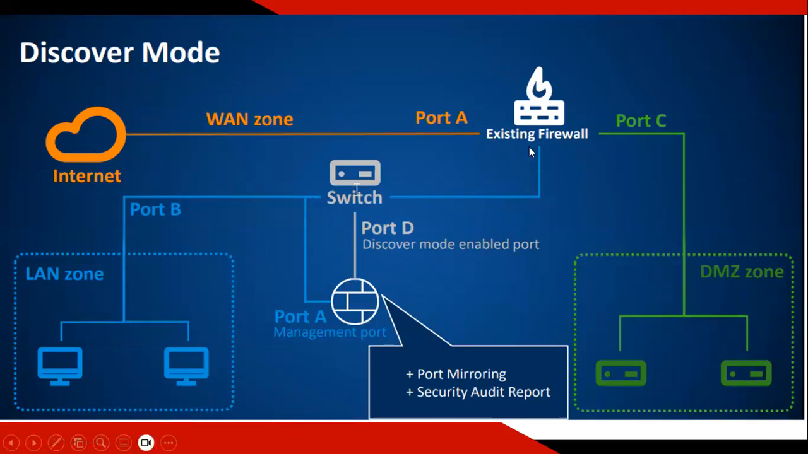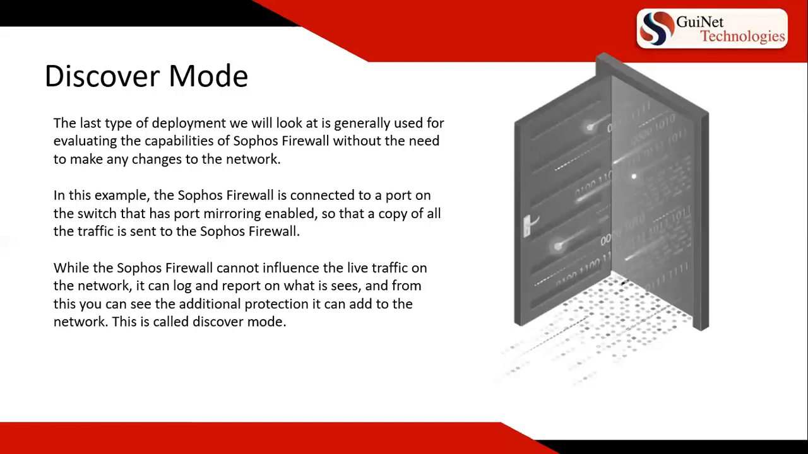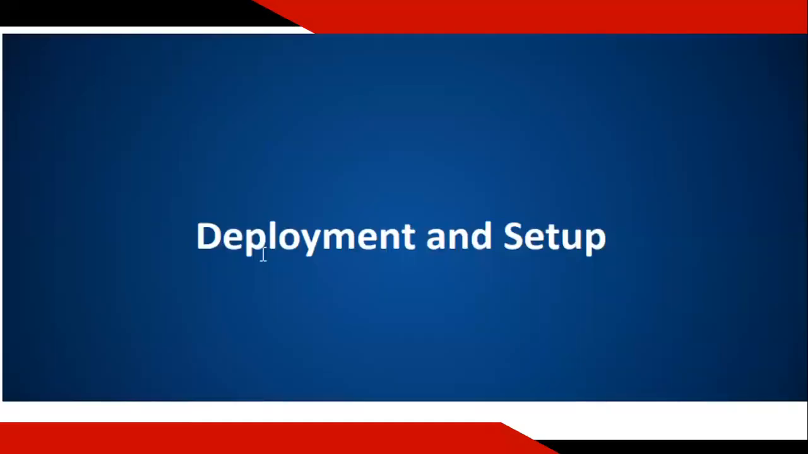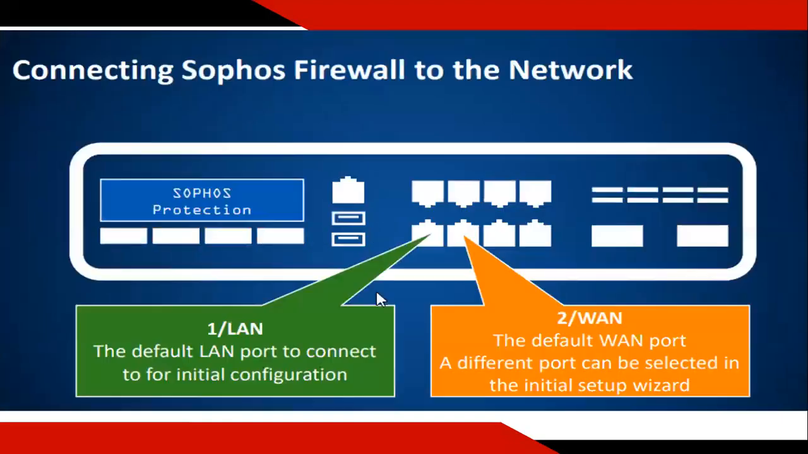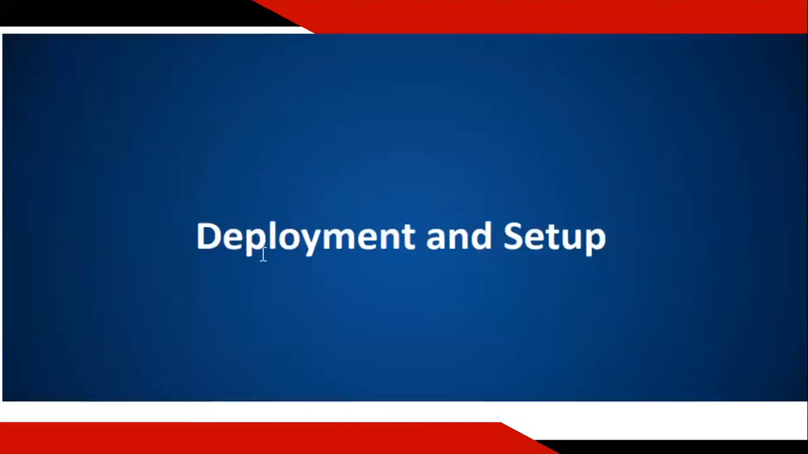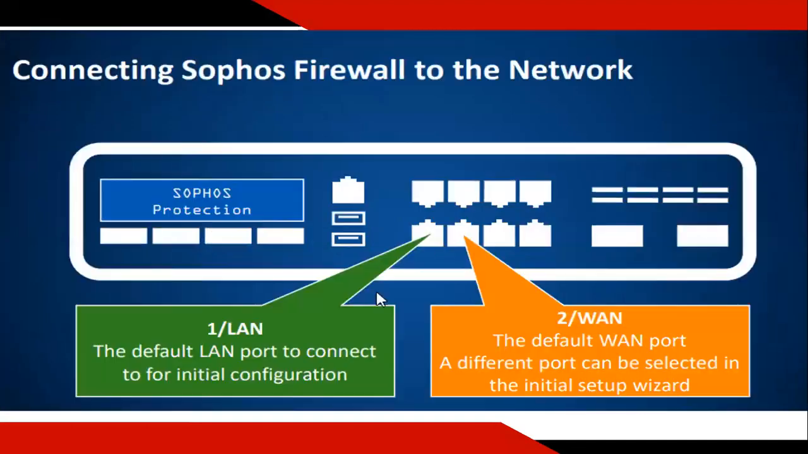Your existing firewall or router might not have the functionality to generate those reports. So the Sophos XG firewall will help us get those audit reports, and then we can take action accordingly. That is the discover mode we will use. So we will go with the gateway mode. Most deployments, and we will see the deployment and setup.